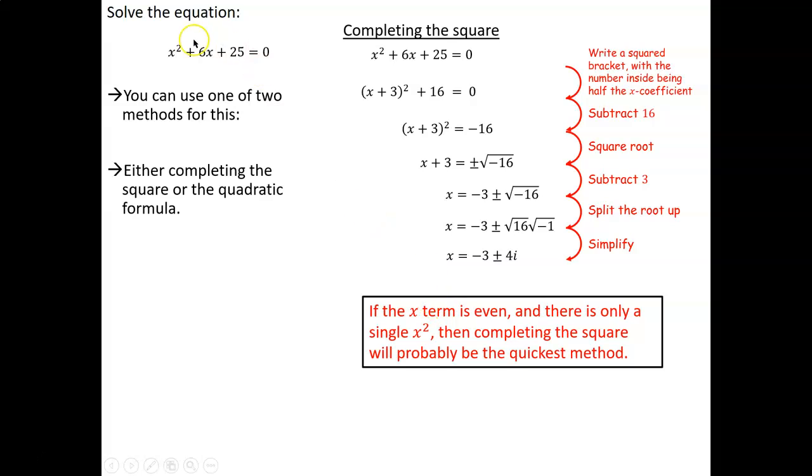When our x term is even and the coefficient of x squared is 1, then completing the square is usually the quickest method, but it depends how familiar you are with each of the steps. Alternatively, we can use the quadratic formula. We know the quadratic formula always works.